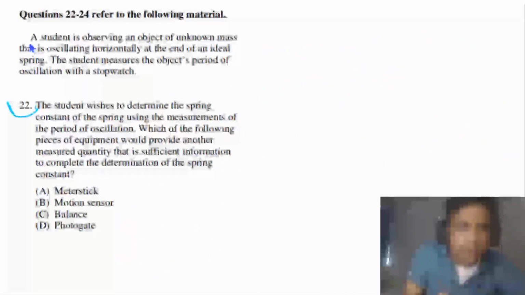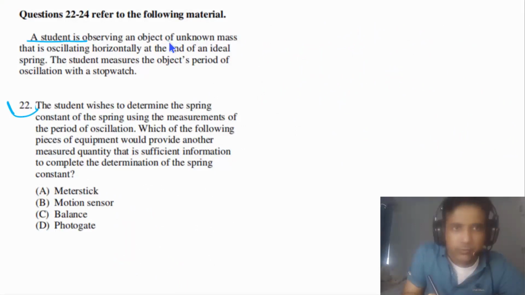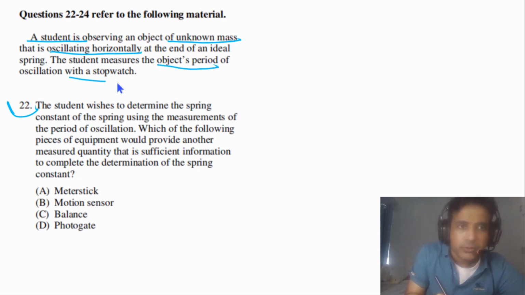Question 22 says a student is observing an object of unknown mass that is oscillating horizontally at the end of an ideal spring. The student measures the object's period of oscillations with a stopwatch. The student wishes to determine the spring constant using the measurements of the period of oscillations. Which of the following pieces of equipment would provide another measured quantity that is sufficient information to complete the determination of the spring constant?